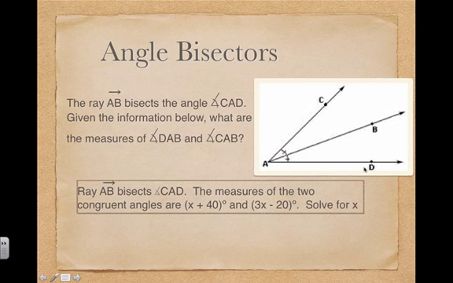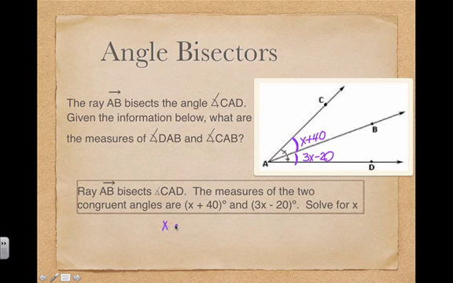And first, let's make sure we know what angles we're talking about. DAB is going to be this angle right here, this smaller angle, and CAB is the other angle that is the same measure. So we have that the measures of the two congruent angles are x plus 40, so let's go ahead and label that x plus 40, and 3x minus 20. We need to solve for x in order to find the actual measures of the angle. Well, being that we know that these are congruent, we can set them equal to each other.